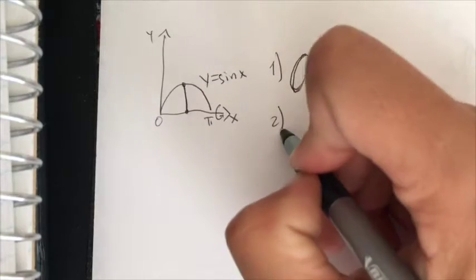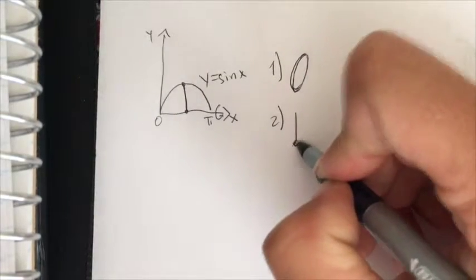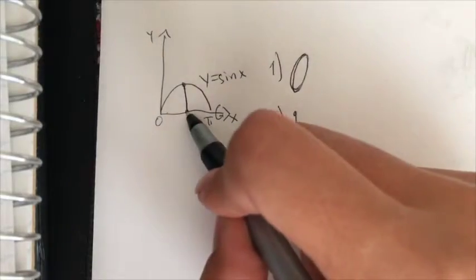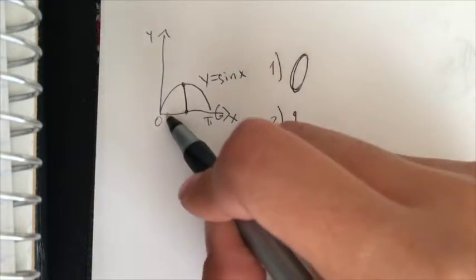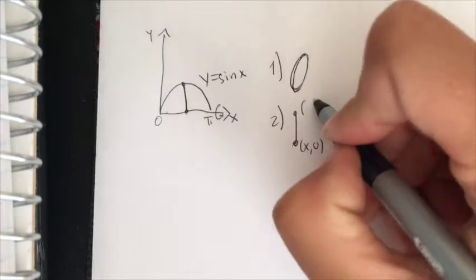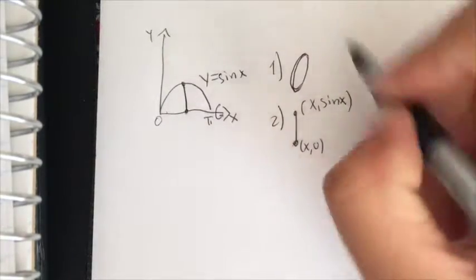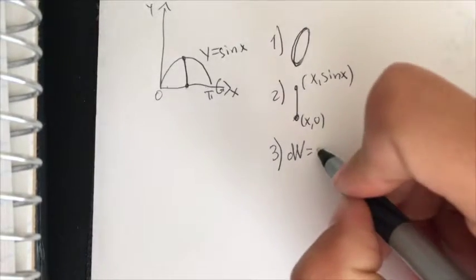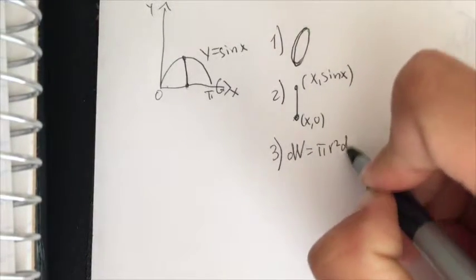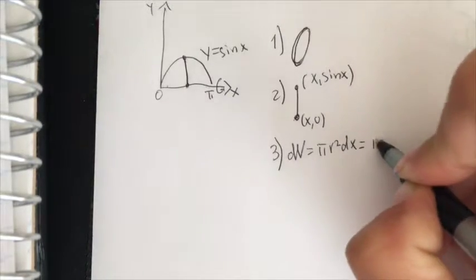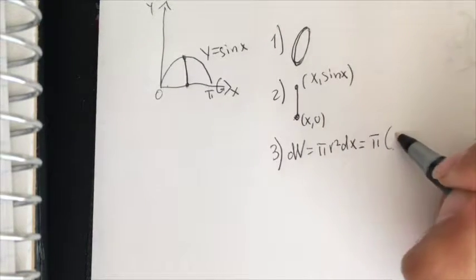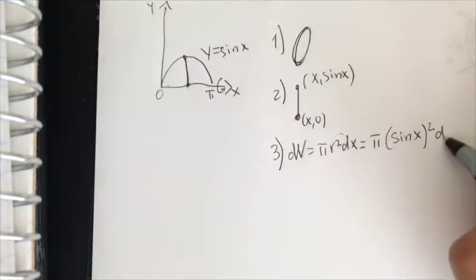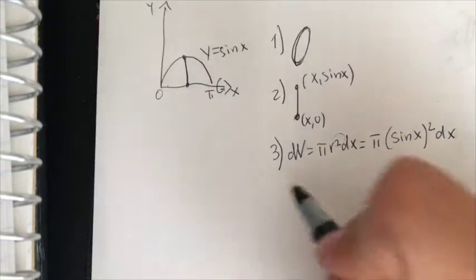Okay, step number 2, segment points. The bottom one will be some x value and 0 because it's on the x-axis, and our top point will be x, sine x because it touches the sine curve. Step number 3, find dV, which equals pi r squared dx, which equals pi, our r is equal to sine x, squared, dx. And then we take this equation and integrate it.